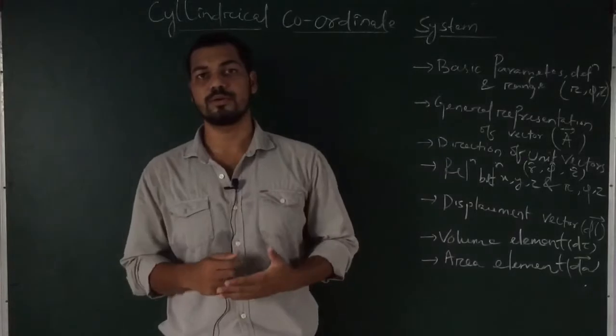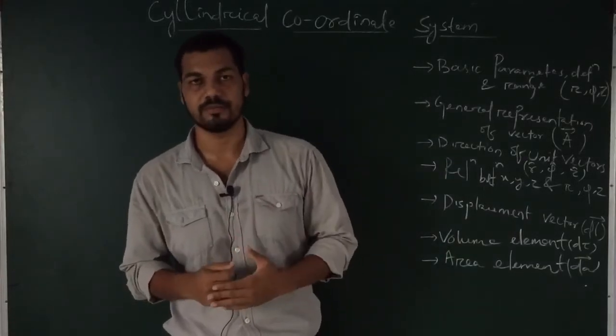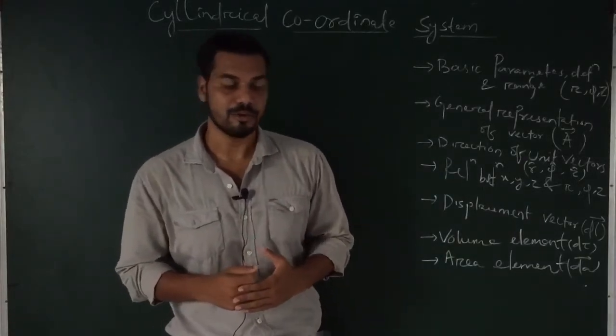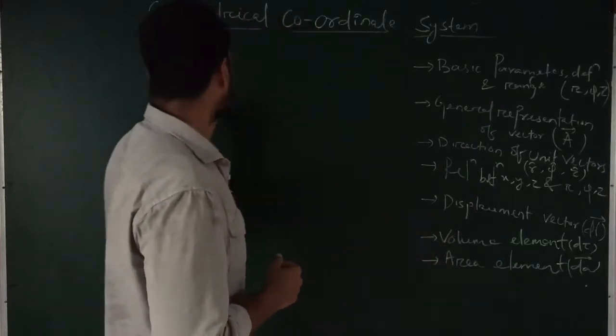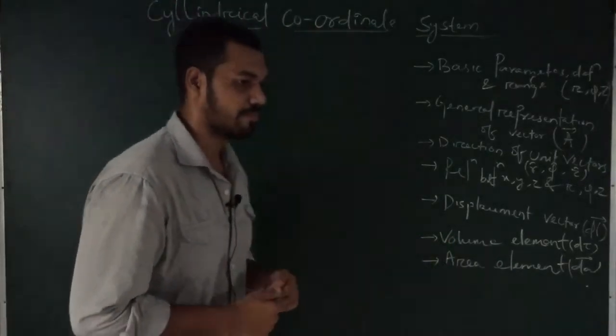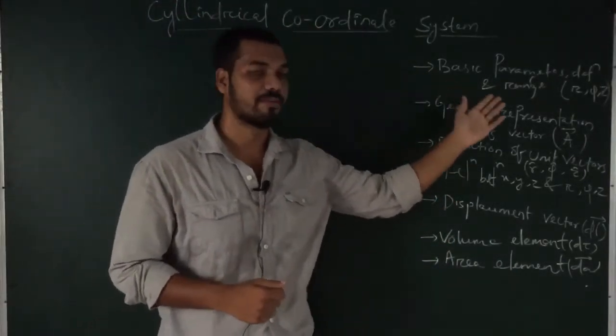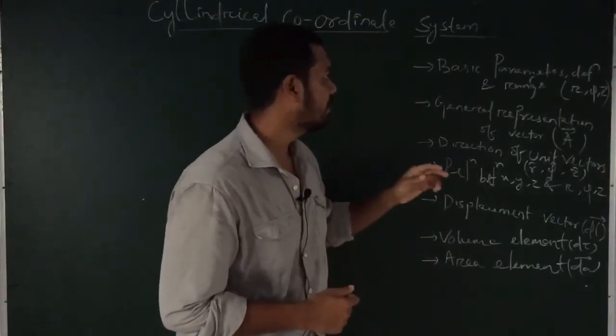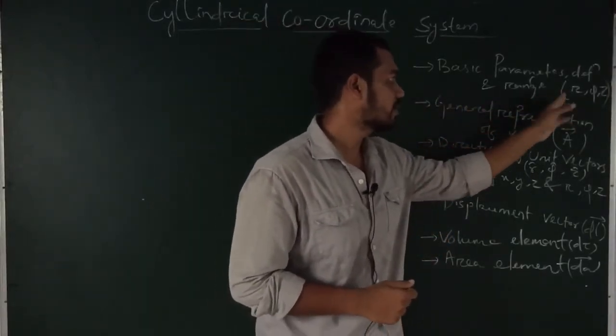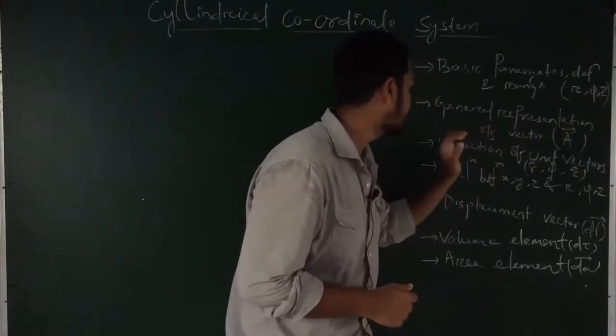In this video, we are going to discuss one more important lecture of the chapter vector analysis. Here we will see all about the cylindrical coordinate system. First of all, we will discuss the basic parameters of cylindrical coordinate system, the definition and the range, which are nothing but your r, phi and z.